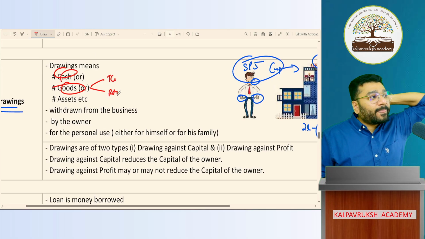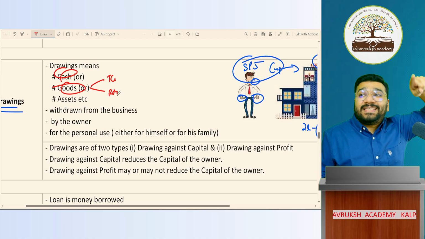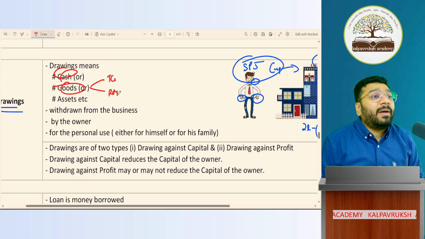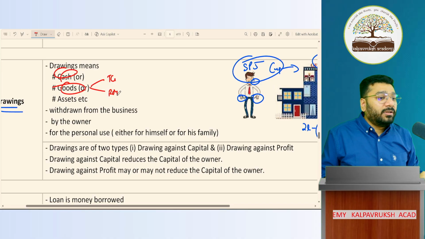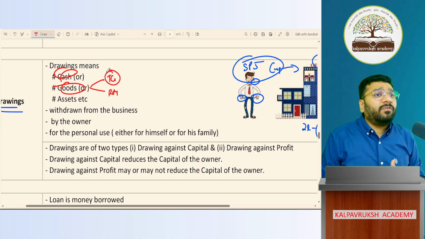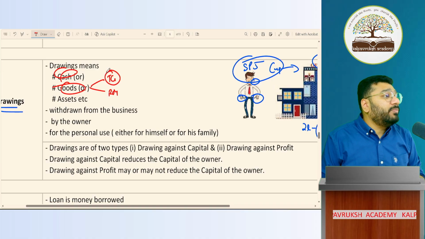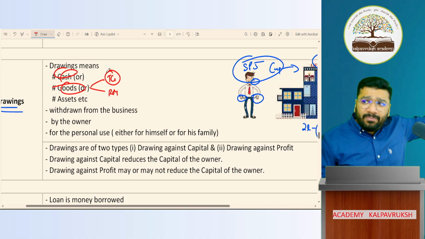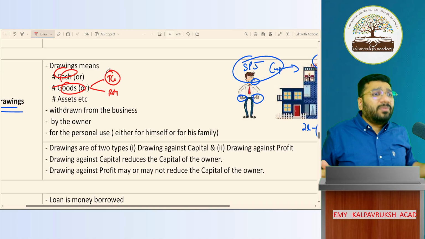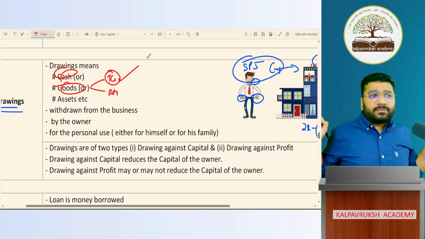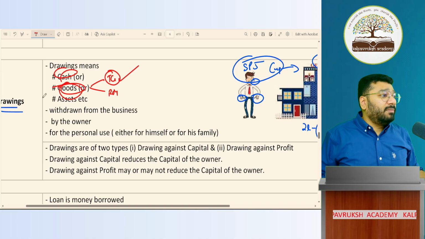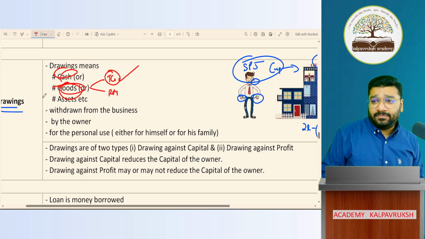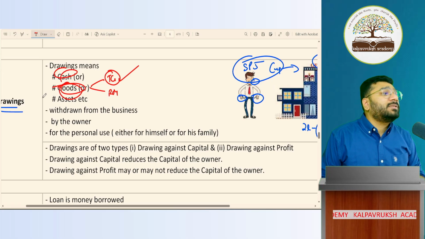Goods means something which is a physical item. Goods are physical items held for sale or resale, or held for use in production or manufacturing. These both are called goods. So I'm into the business of buying and selling chocolates. For my son's birthday, will I go and buy chocolate from some other shop? No, I will use my own chocolate. So I'm withdrawing my own goods, my own product from my business. Got it? That is also called drawings.